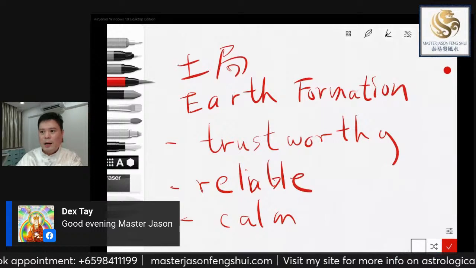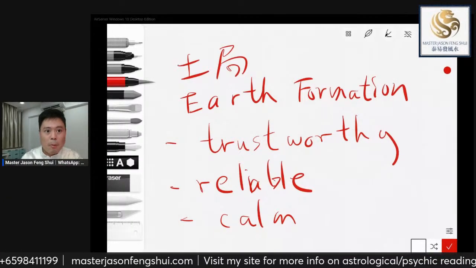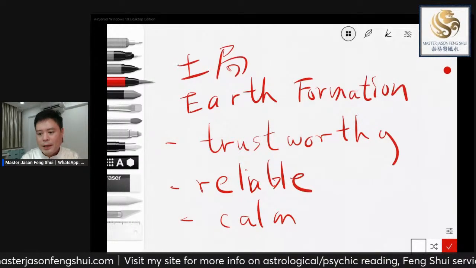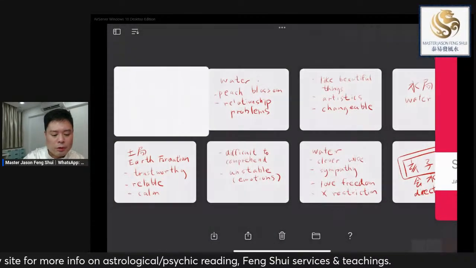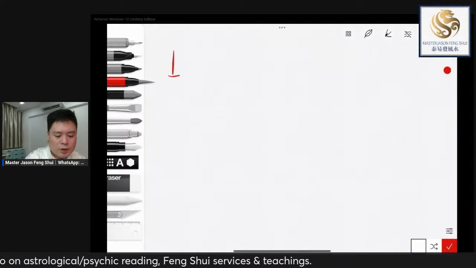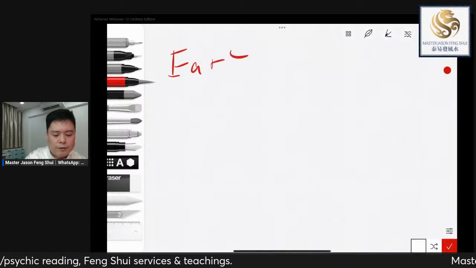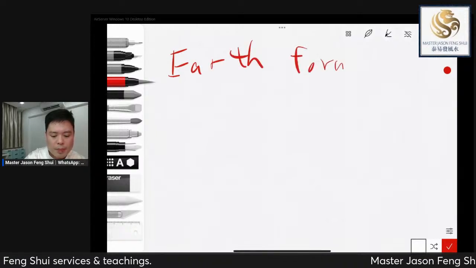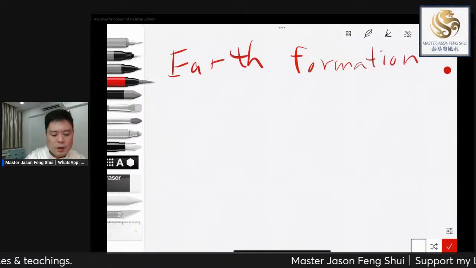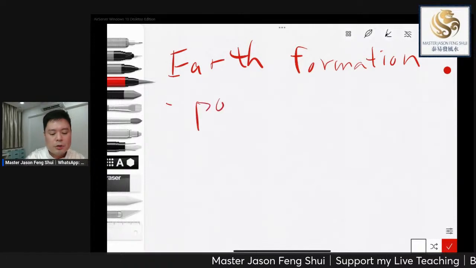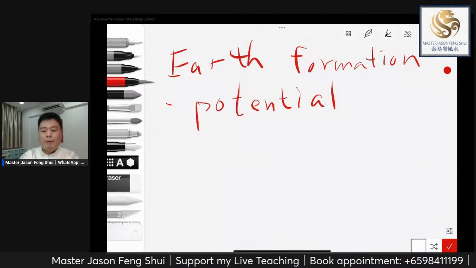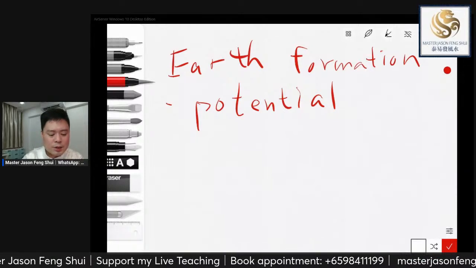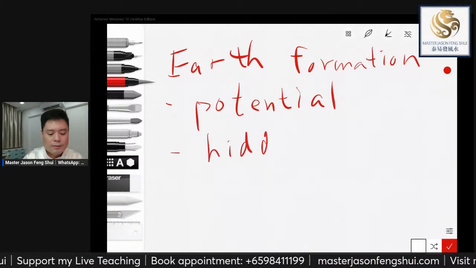So other characteristics related to people born with this 己 are that they have a lot of potential. I will repeat, this is of the Earth formation. People who have the Earth formation have great potential. Usually they will have a lot of hidden talents.